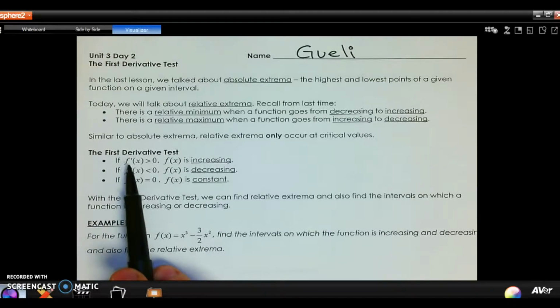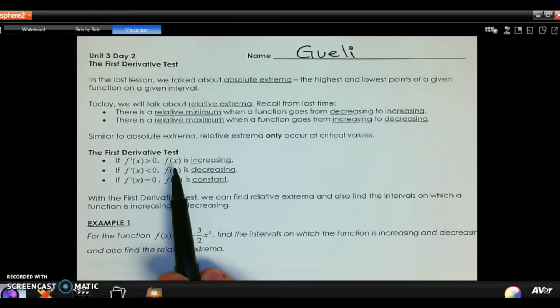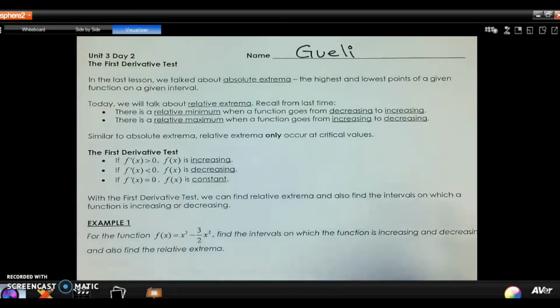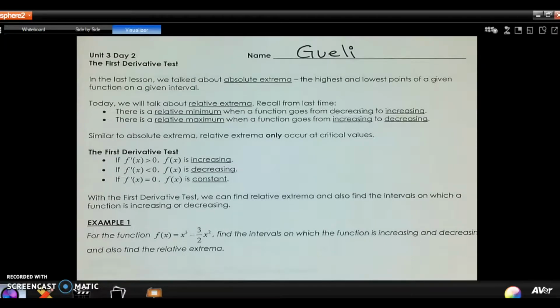So these are some clues about what the first derivative test is telling you. Basically, if your derivative is greater than 0, aka positive, that tells you your original function is increasing. If your derivative is negative, that means your original function is decreasing. They're going to ask you about this in a couple different ways on the test. Sometimes they'll just give you the equation of the original, non-calculator, and ask when the function is increasing, or when the function is decreasing.